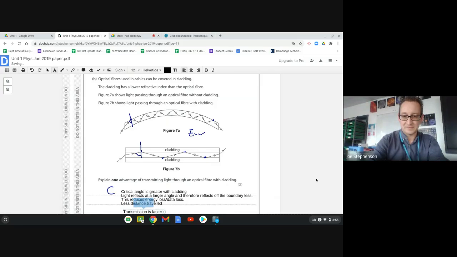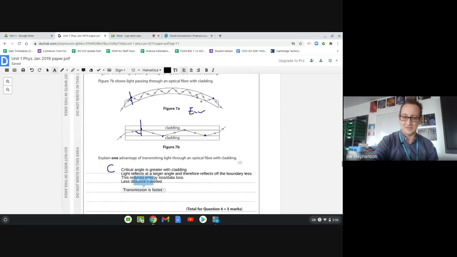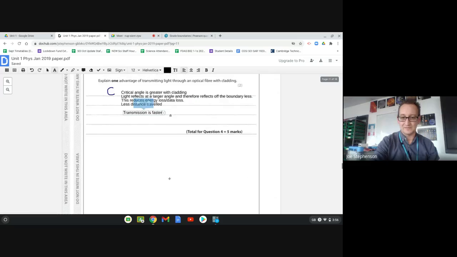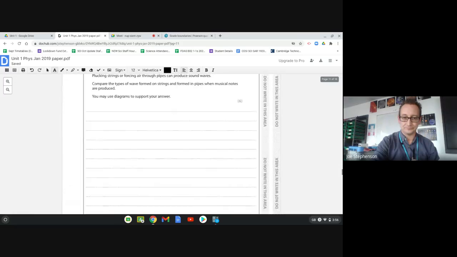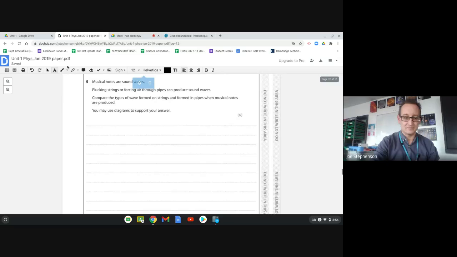Don't be tempted at this point to say that the wave is traveling faster, because the wave travels at the same speed in either case. It's just that from the destination to the source to the destination, it's faster with the cladding, and that can get you your 2 marks for that. There are some other answers in the mark scheme, but do have a look at that.